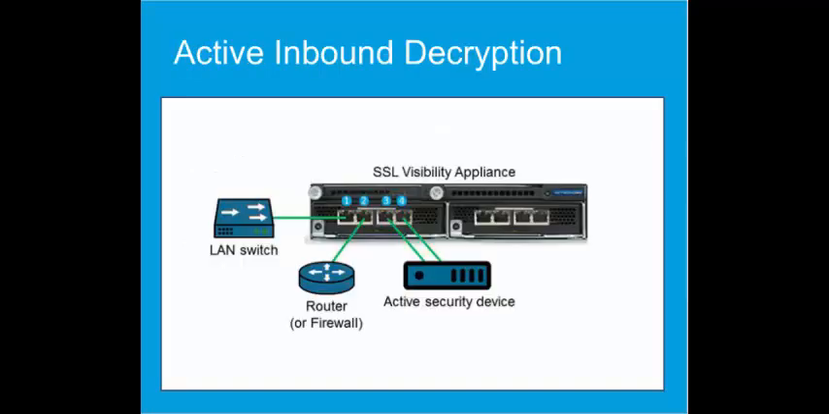In an active inline deployment, the SSL Visibility Appliance is connected to the network as a bump in the wire, which means it is not an active device itself. It is unnoticed by other devices, although the security device connected to it is active. The SSLV appliance decrypts SSL traffic and sends it to the security device.